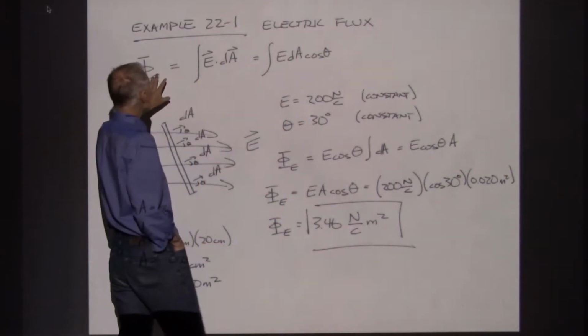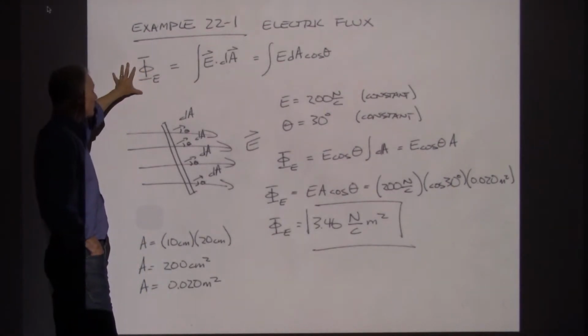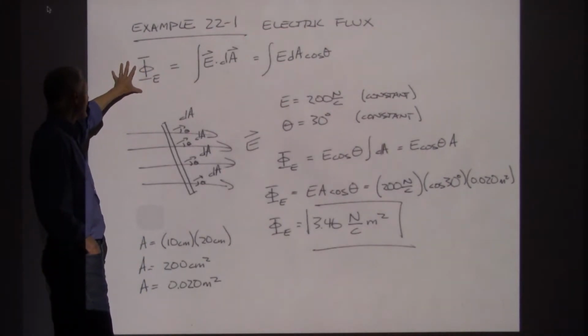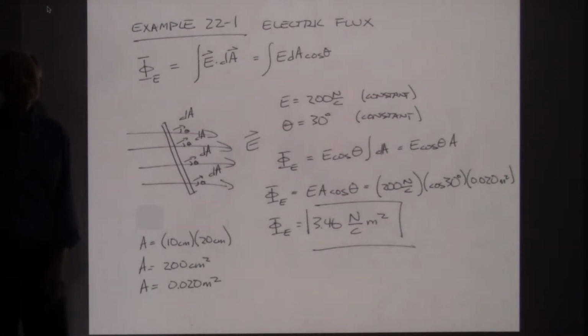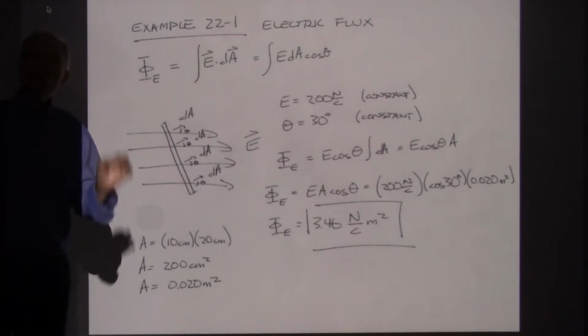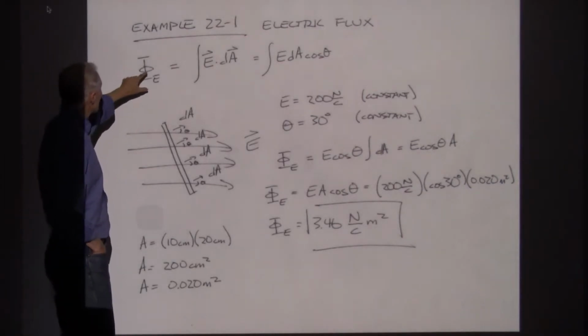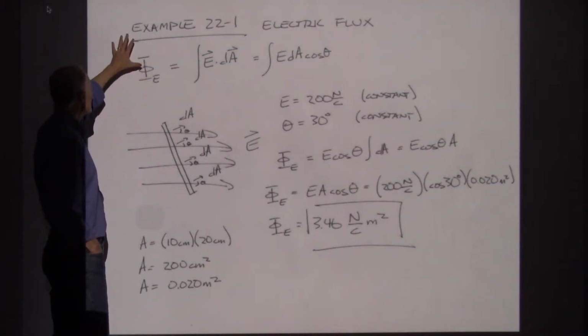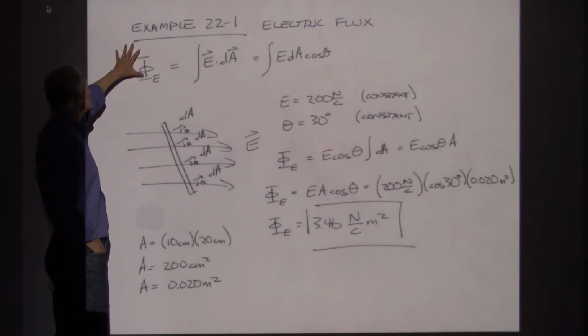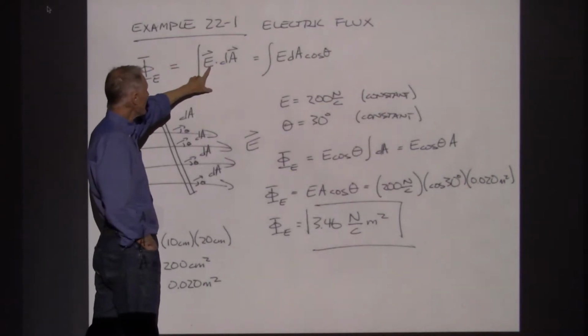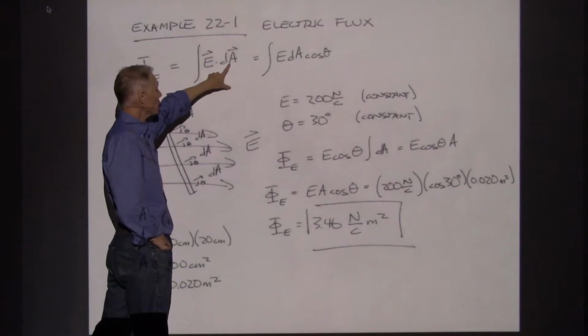So for this electric field flux calculation, the symbol that gets used for flux is a capital phi with a little subscript E. So this is the electric field, and this is considered to be flux. Flux is when we integrate a vector over a surface.